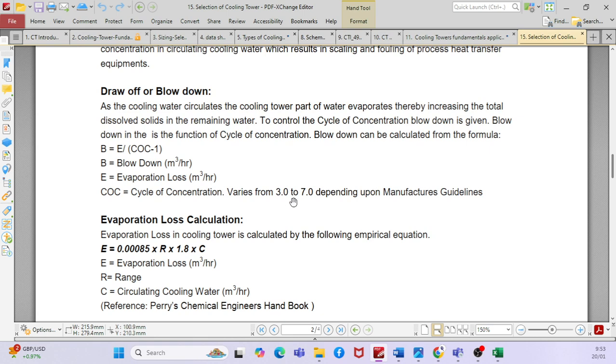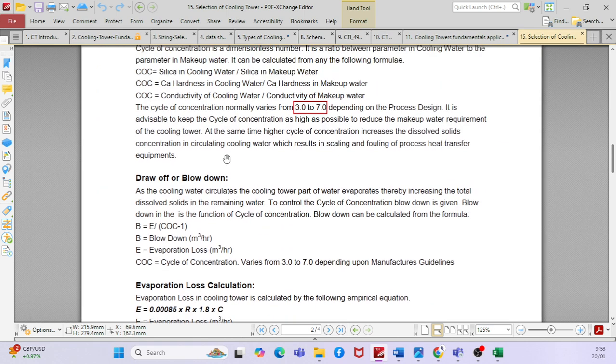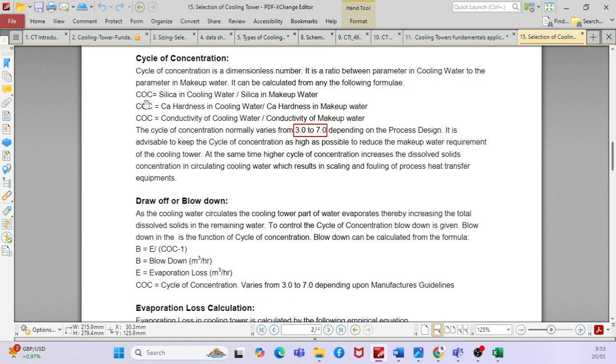The COC depends on silica in the cooling tower, hardness, and conductivity, which will vary, right? The cycle of concentration normally varies from 3 to 7. It is a ratio between the parameter in cooling water to the parameter in makeup water.